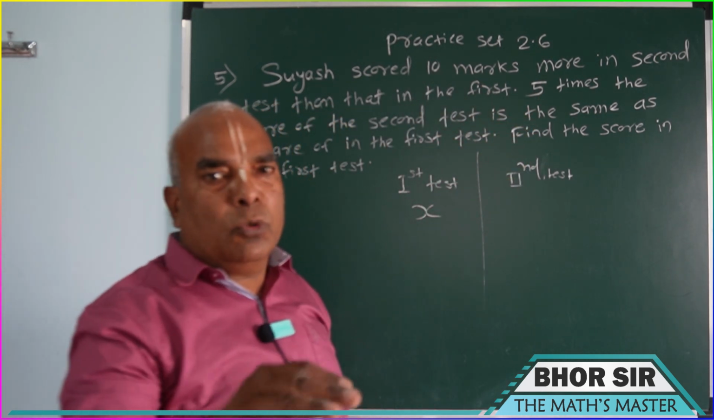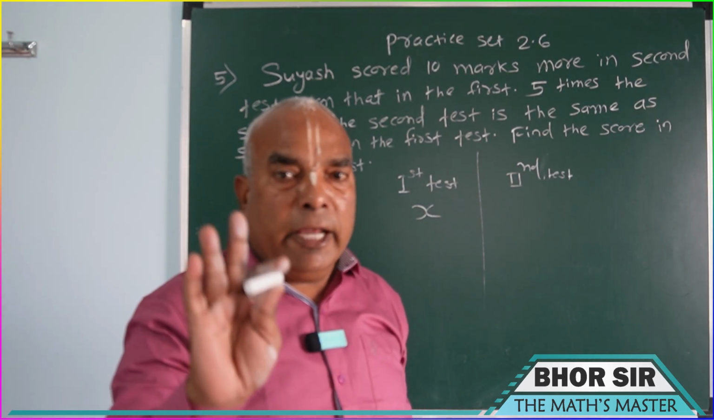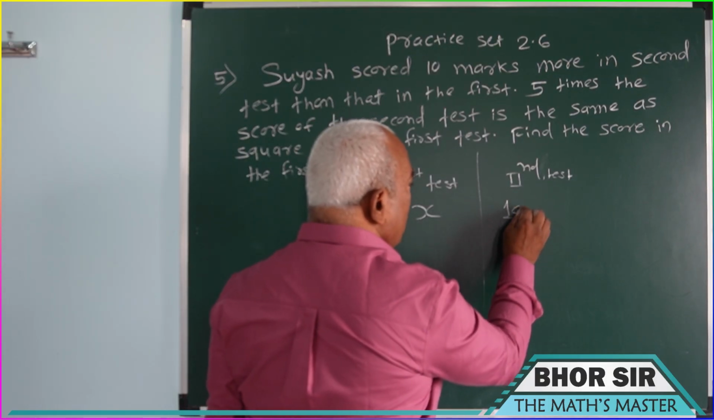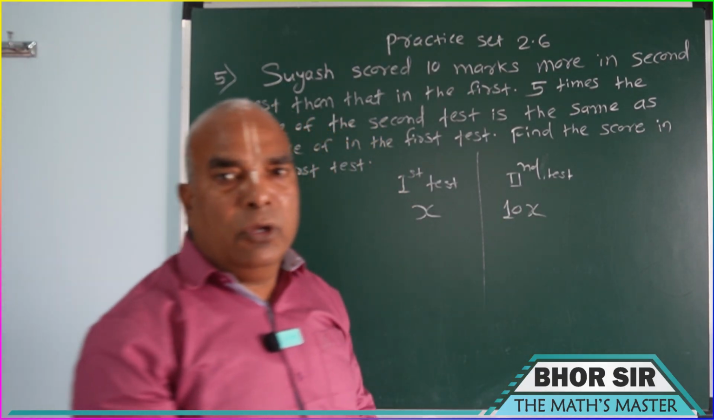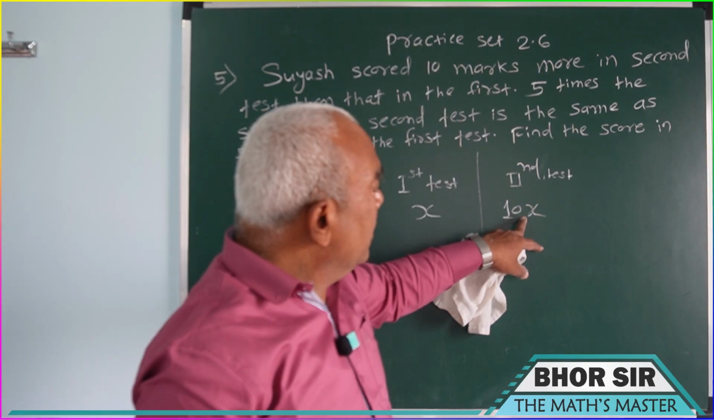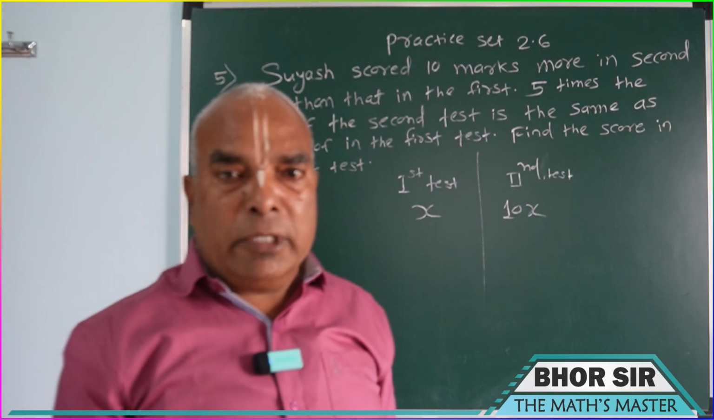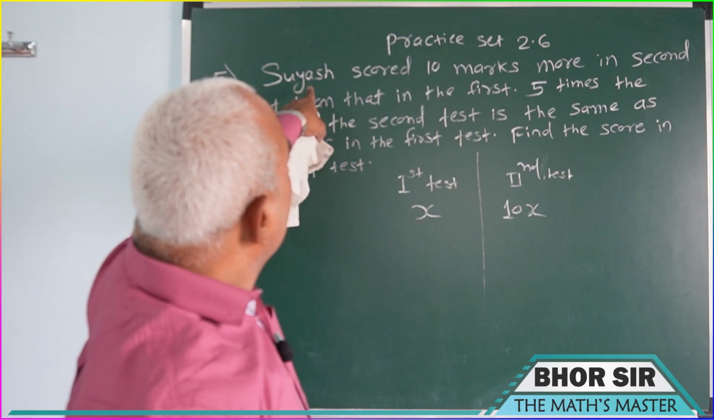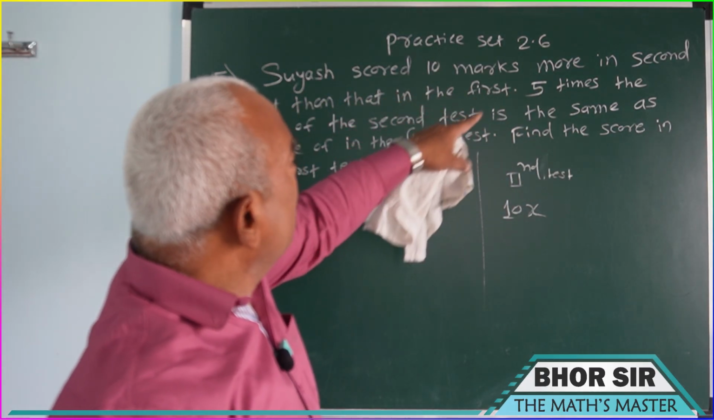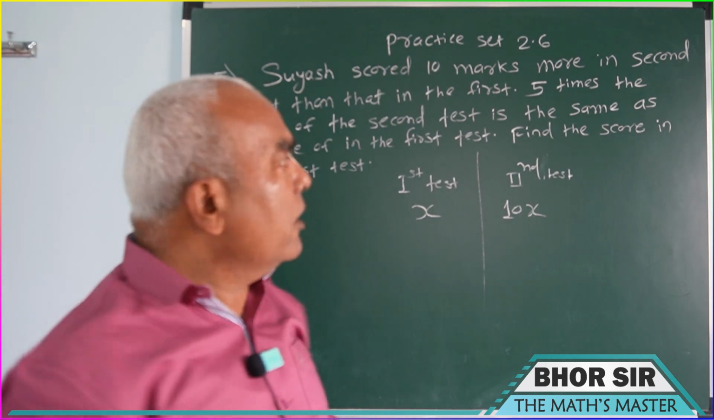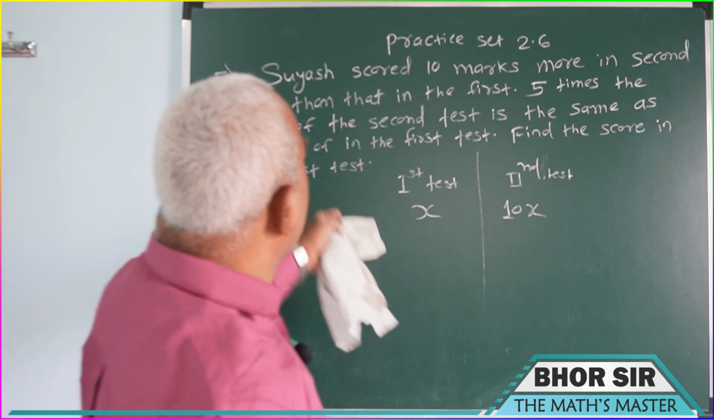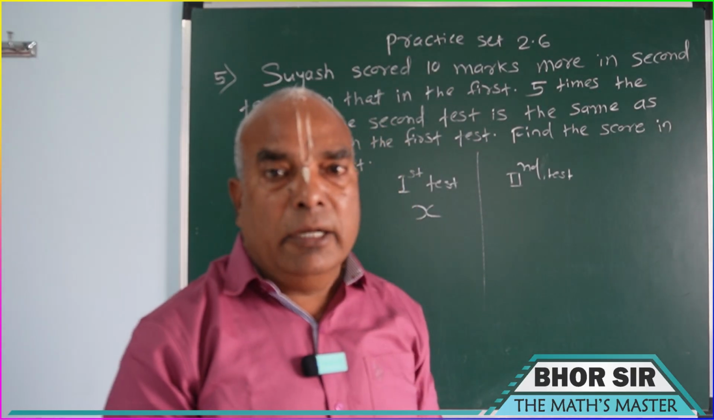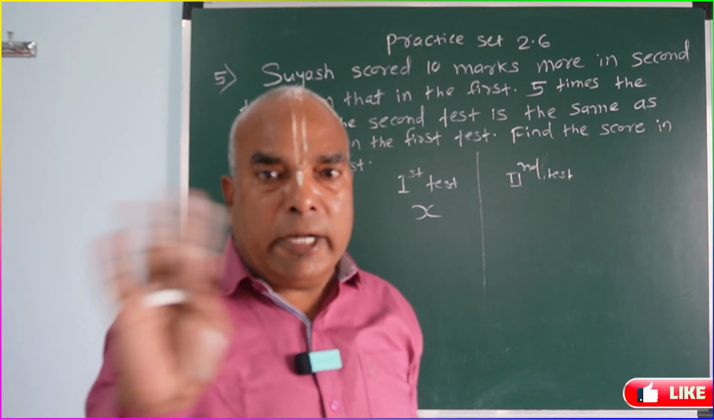It is not 2 times, 3 times, 4 times, etc. 10 marks are more, not 10 times. Therefore, by mistake, you should not write 10x. It will be wrong. Why wrong? Because its meaning is 10 times. It is not 10 times. Suya scored 10 marks more, not 10 times, in the second test than in the first test. That means 10 marks will be more than the first test score, not 10 times.